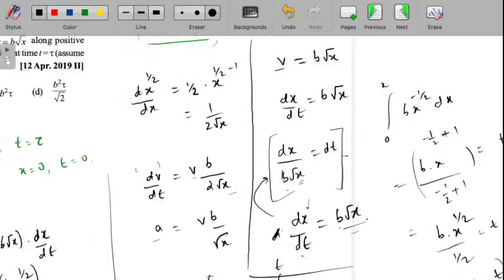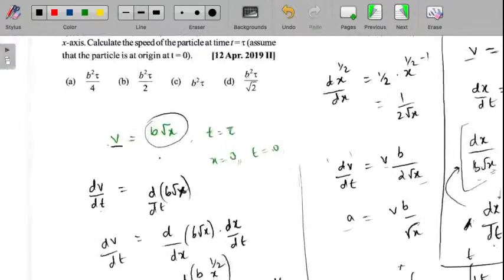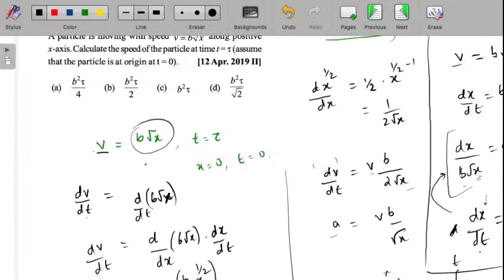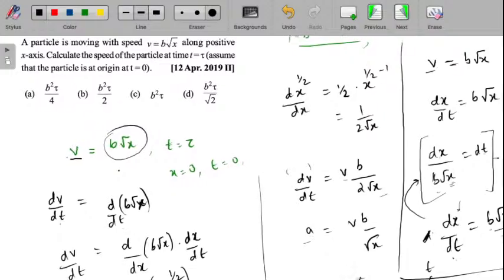Substituting the value of t, I'll get the value of velocity, because I have to find the value of velocity at t equals tau.